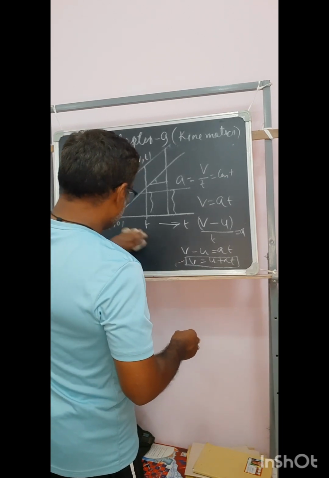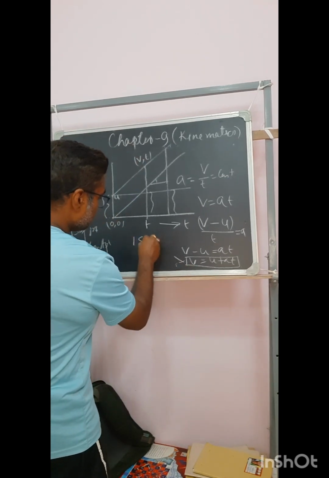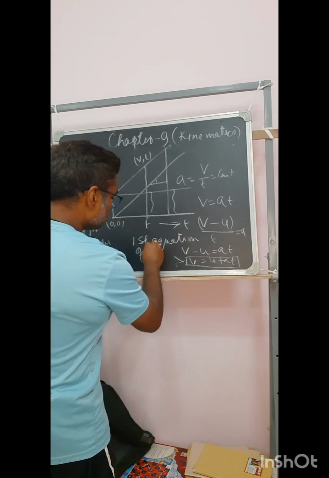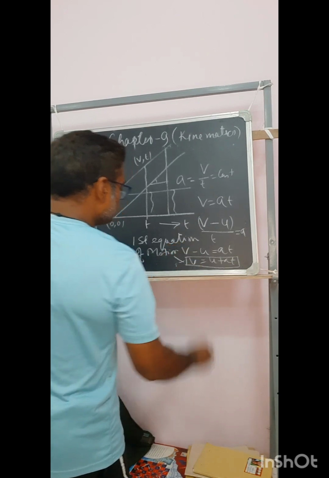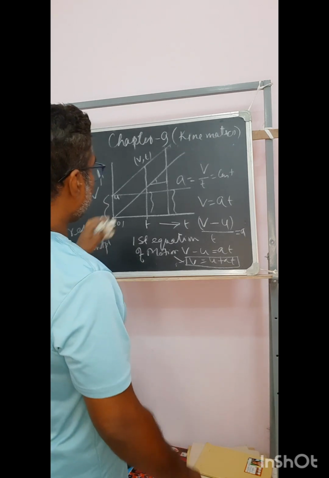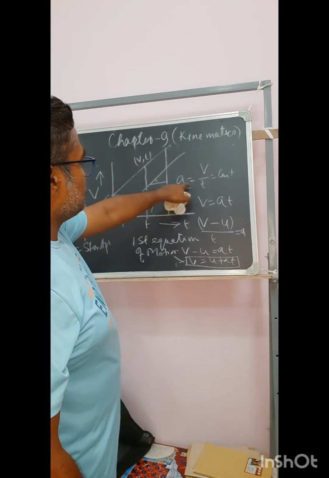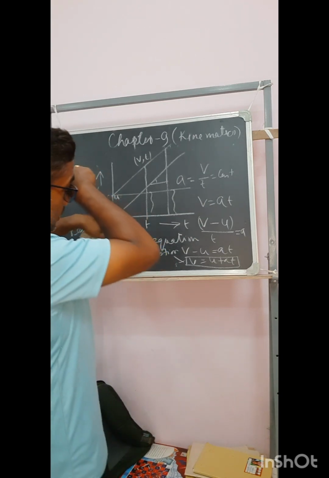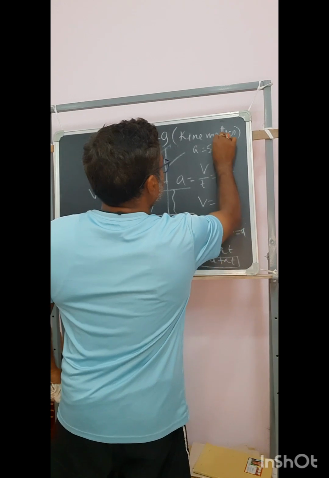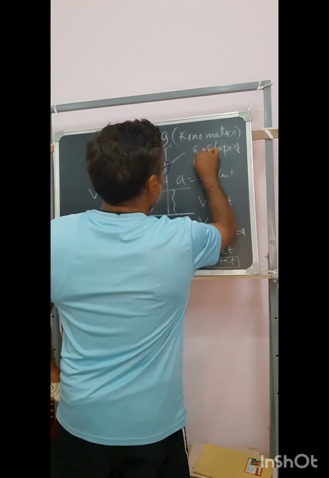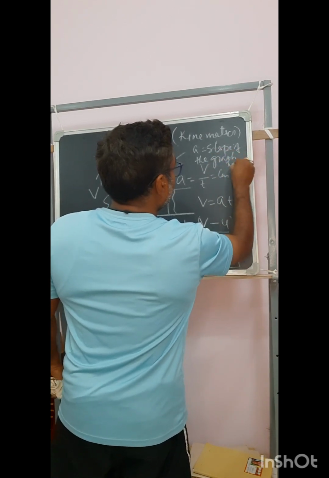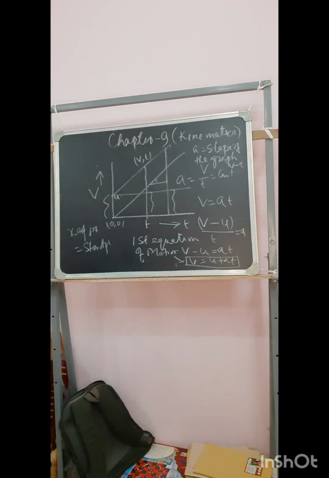To get my point? Okay. So the information I am getting is that a is the slope of the curve, v against t. Same way, a is the slope of the graph, v against t. Okay.